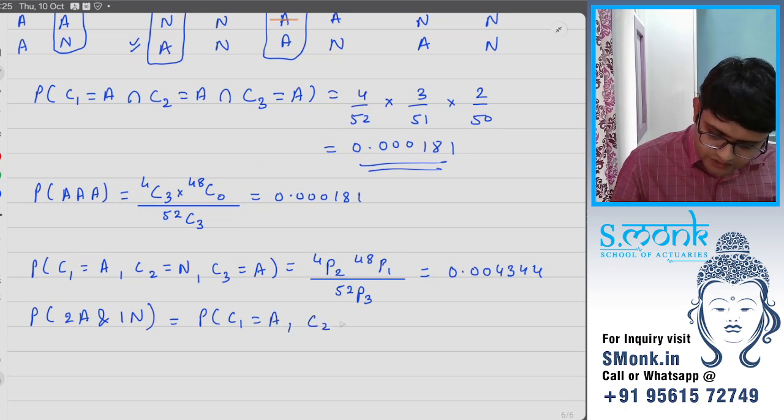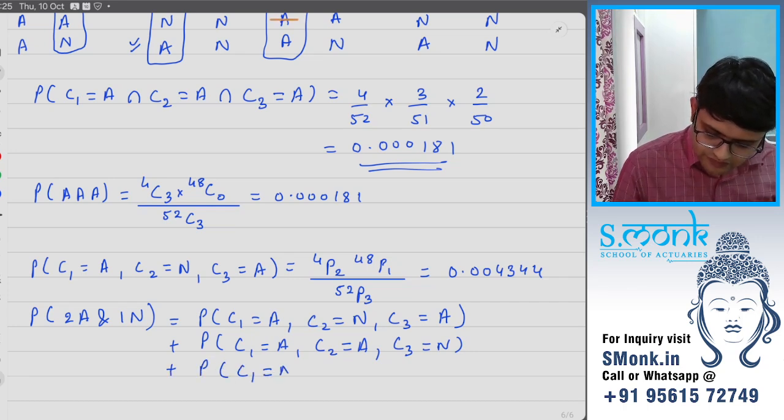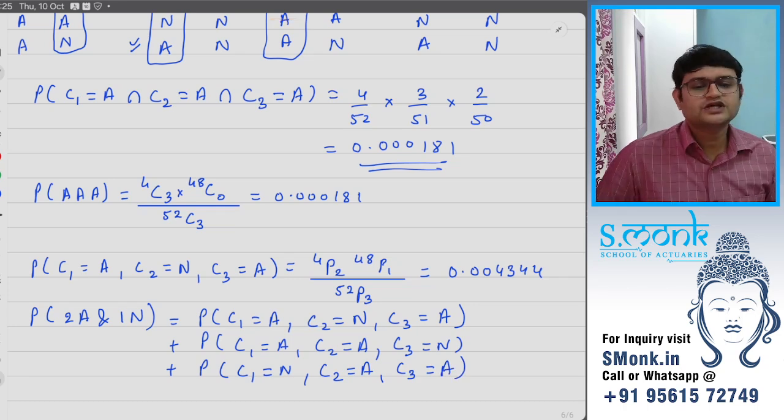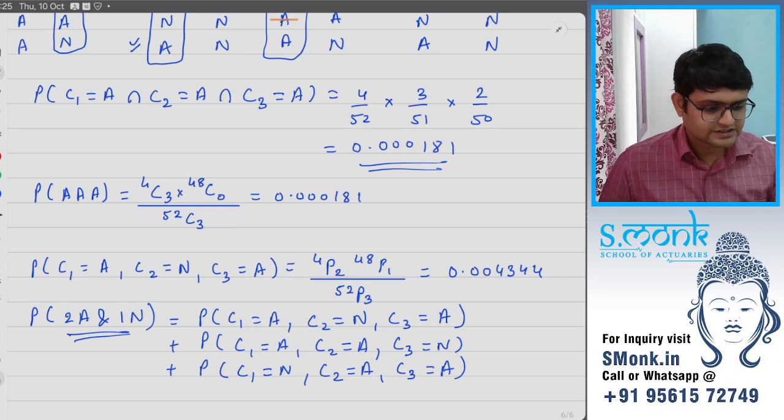P(C1 = A, C2 = N, C3 = A), this is one of the cases, plus P(C1 = A, C2 = A, and C3 = N), plus P(C1 = N, C2 = A, C3 = A). These are the 3 combinations, or 3 permutations, we can get to get this combination, 2 aces and 1 not an ace.